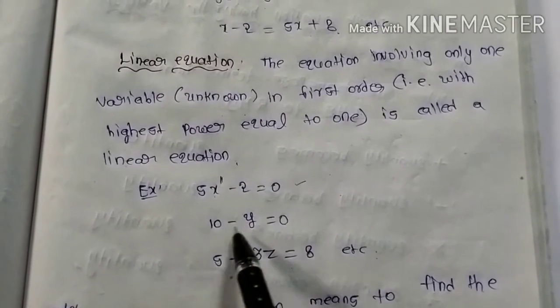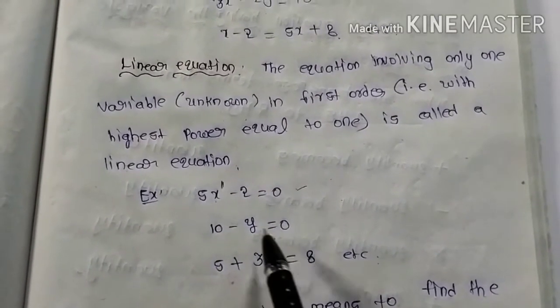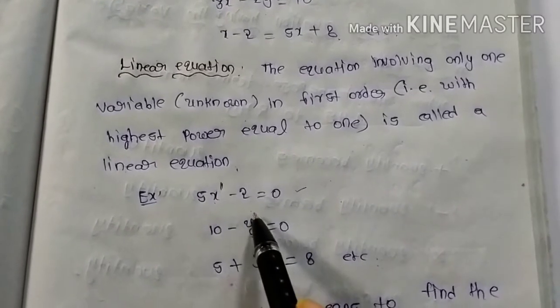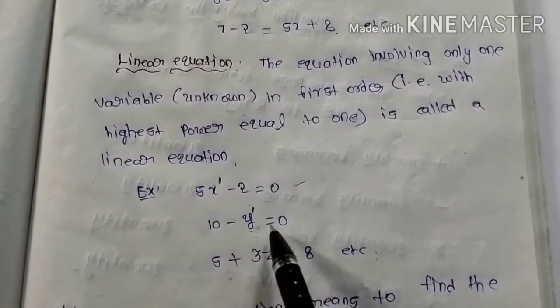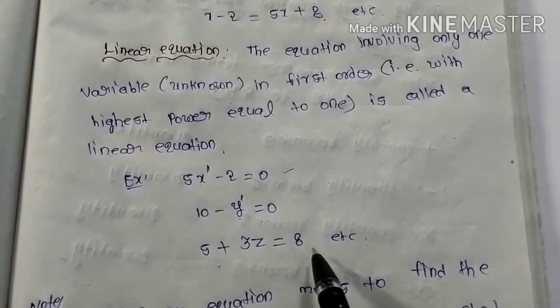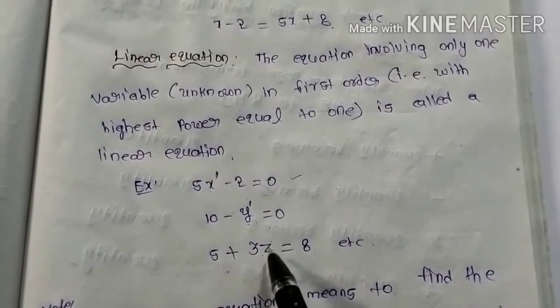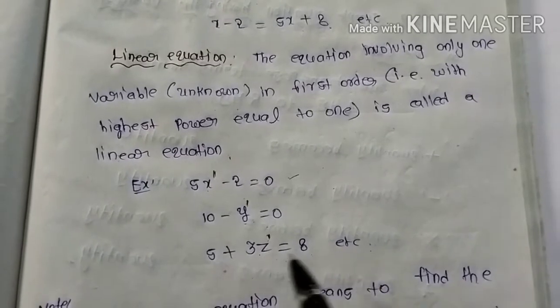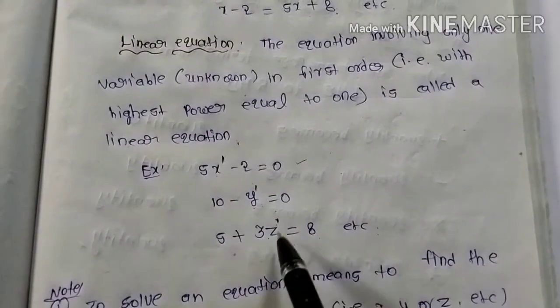Here, 10 minus 5, which also has only one variable, y only. What is the y power? 1 only. So this is also a linear equation. See here, 5 plus 3z is equal to z. How many variables does this have? Only one, that is z only. What is the z power here? Highest power only 1. That means it is also a linear equation.